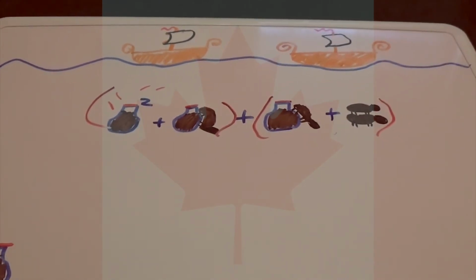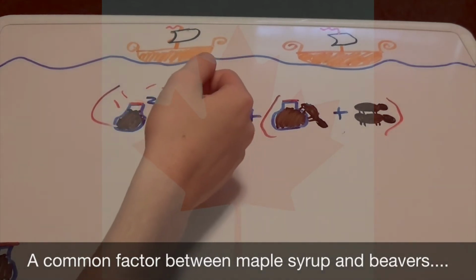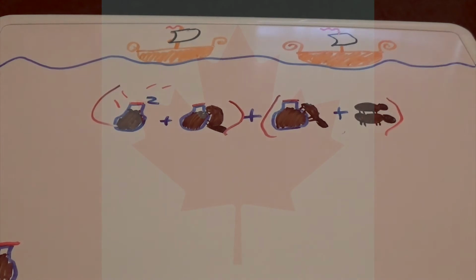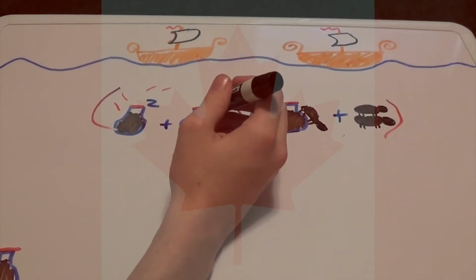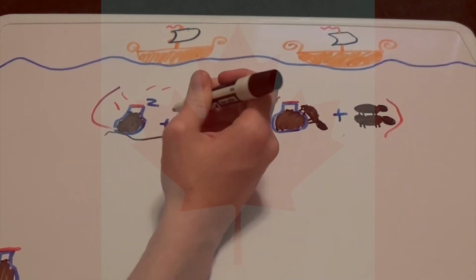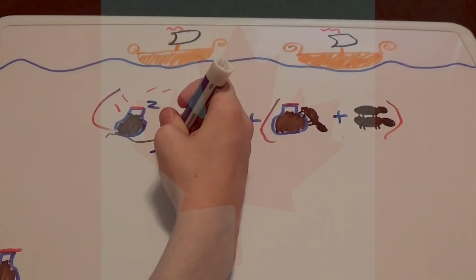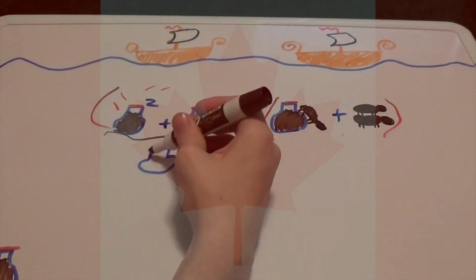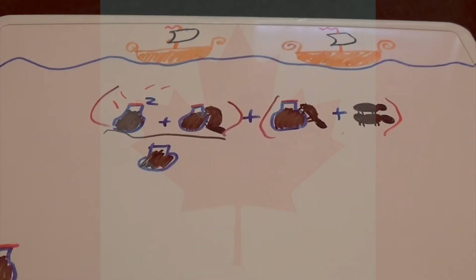So let's find a common factor between maple syrup squared and maple syrup with a beaver. Now, let's see. I'm going to divide by the greatest common factor, which seems to be one maple syrup, since they both have a maple syrup. Now, that's a bit crazy, but trust me, it all makes sense.